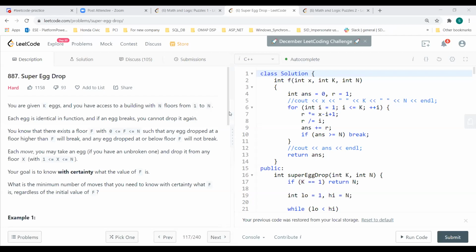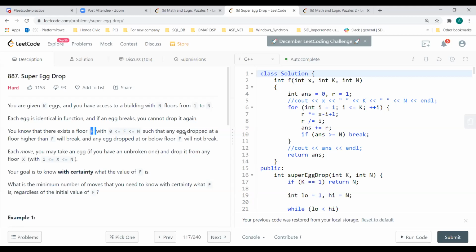It will make sense because most of the time I also have a lot of difficulty following, as it was slightly different in the book. In this case, if you look at the LeetCode one, he talks about the super egg drop problem, which is a hard problem, and it says that you are given k eggs. It's a more generic problem over here, and you have access to a building with n floors from 1 to n. Each egg is identical in function, and if an egg breaks, you cannot drop it again.